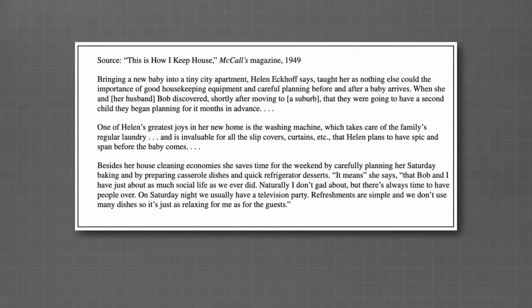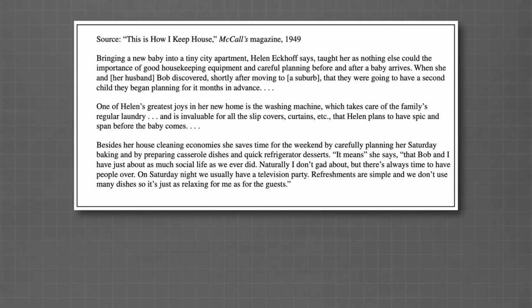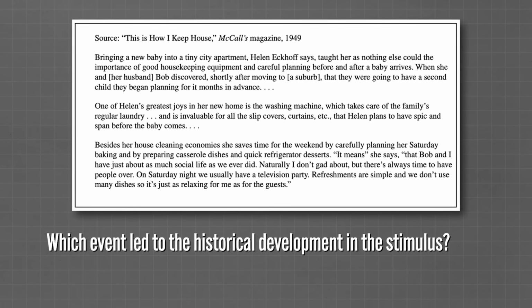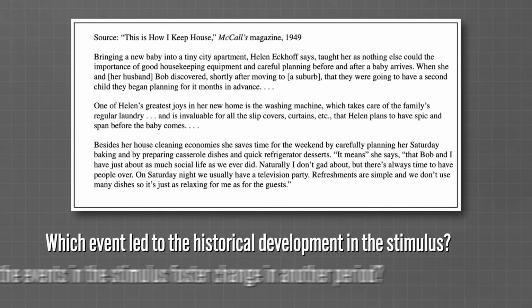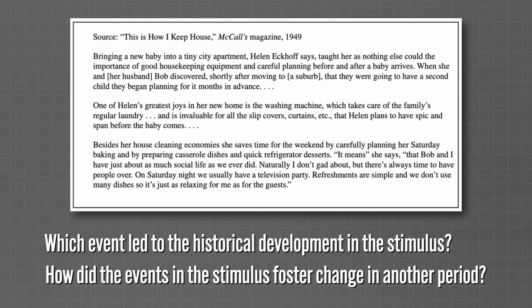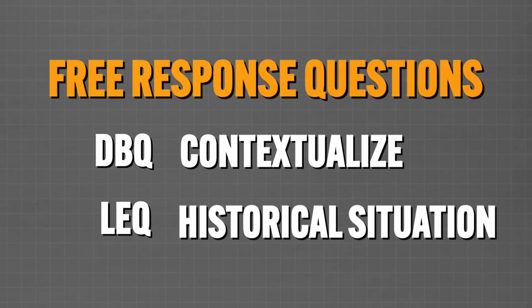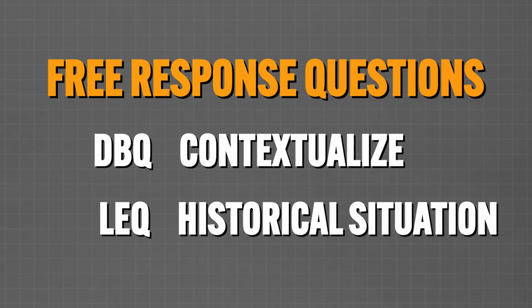Now, the reason you need to know the order of events is because the vast majority of the questions that you will encounter in your exams assume that you know this. So a multiple choice question might give you a document to read that illustrates a particular historical development. Then the question asks which event led to the historical development in the stimulus. Then another question might ask how did the events in the stimulus foster change in another period, etc. And then when you get to the writing section, same thing. You're gonna have to contextualize and explain historical situations and so on and so on.